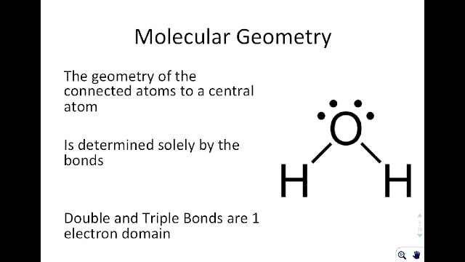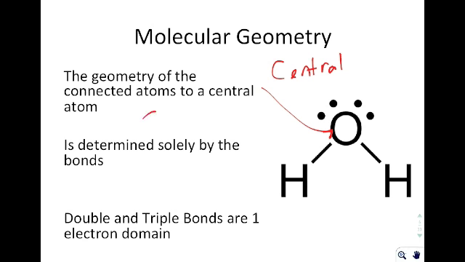So we have what's called the molecular geometry. The molecular geometry is the geometry of the connected atoms around a central atom. Now you have to have what's called a central atom. The central atom is what everything is connected to. You can have more than one central atom in a molecule.